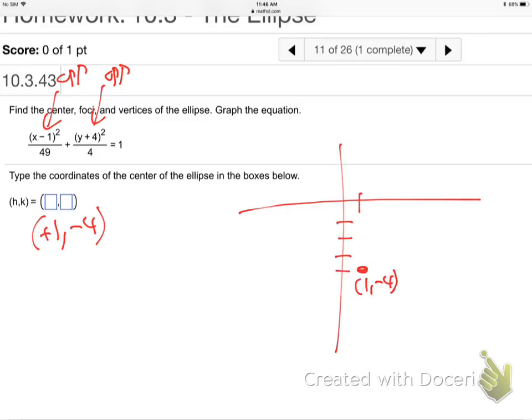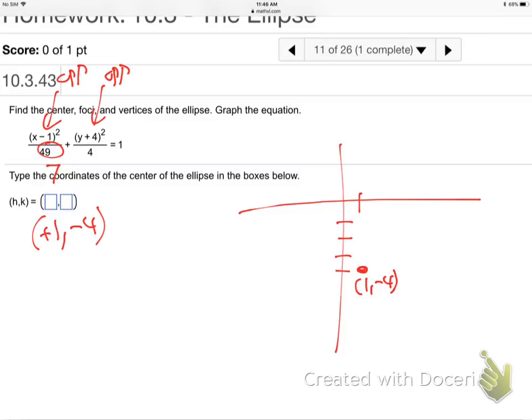Over 1, down 4. There's this. Always start with the center. There's the center of the shape. Okay. Now, to draw this picture, there's the center. Is this egg-shaped ellipse going to be wider or taller? Wider. Yeah, because what's underneath X is the bigger number. Square root of 49 is going to be 7. So that means it's going to be right and left 7 from the center.